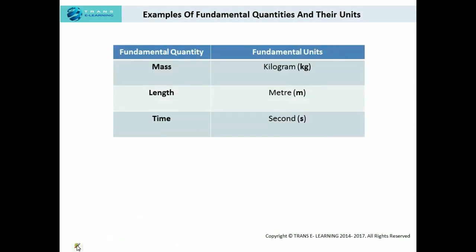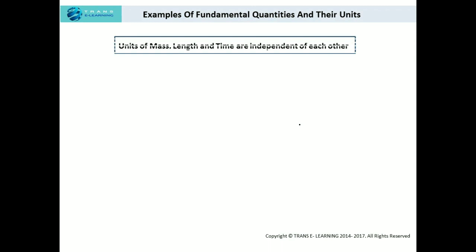Now, let us study some examples of fundamental quantities and their units. As discussed earlier, right now we have three fundamental quantities, that is mass, length and time, and the fundamental units associated with them are kilogram for mass, the meter for length, and the second for time. I've told you about these three fundamental quantities, and I have also discussed that the units of mass, length and time are independent of each other.